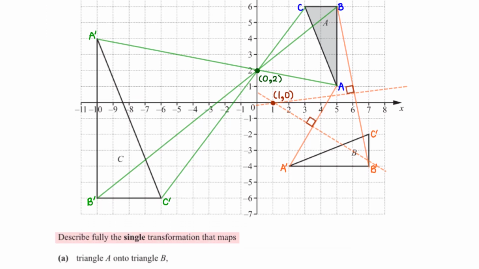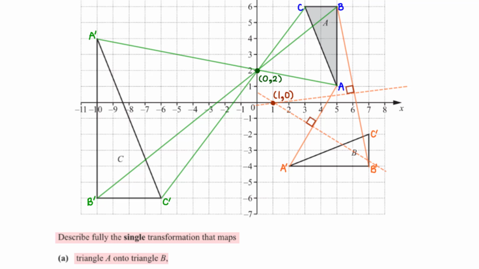Describe fully the single transformation that maps triangle A onto triangle B. When we look at triangles A and B, we can tell straight away that this is a rotation 90 degrees in the clockwise direction. So now we need to identify the center of rotation.